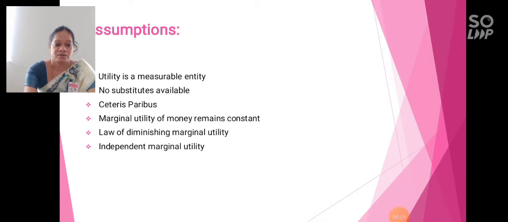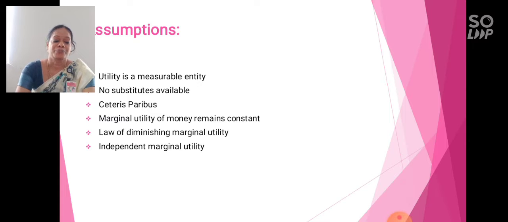Assumptions of consumer surplus. In this, first we will see utility can be measured. The first assumption is utility can be measured and no substitute is available, ceteris paribus, constant marginal utility of money, independent marginal utility, and one more assumption is the law of diminishing marginal utility. Let's see these assumptions one by one. So the first one is utility can be measured.